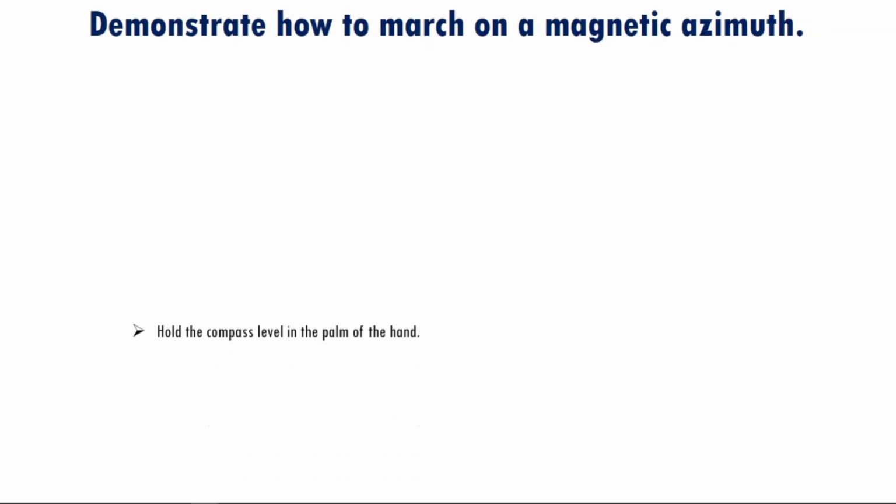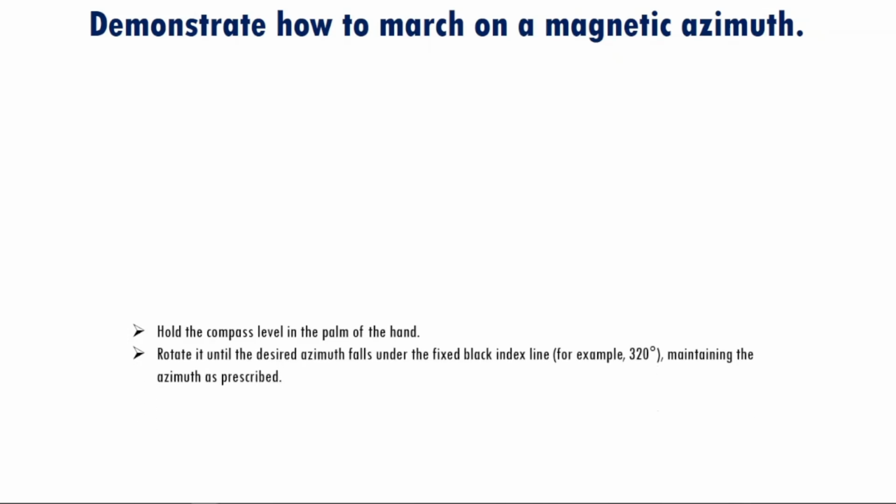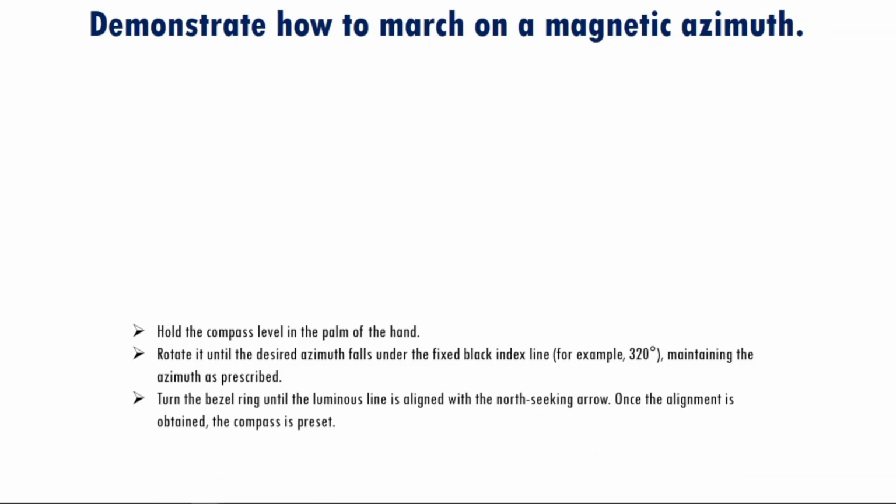It says hold the compass level in the palm of the hand. Rotate it until the desired azimuth falls under the fixed black index line. For example, 320 degrees, maintaining the azimuth as prescribed. Turn the bezel ring until the luminous line is aligned with the north seeking arrow. Once the alignment is obtained, the compass is preset.